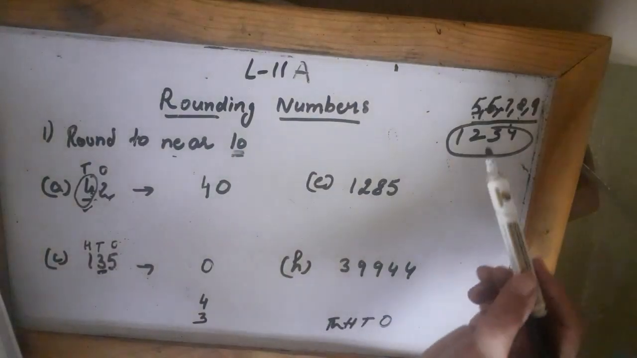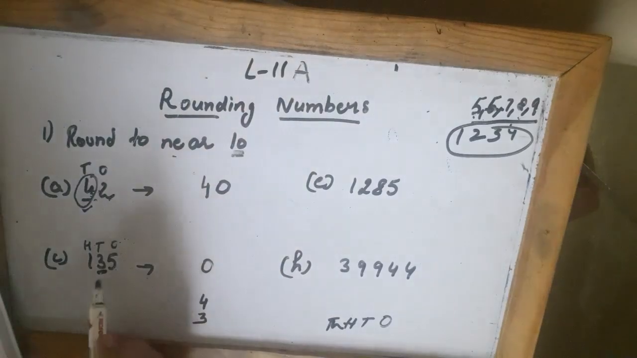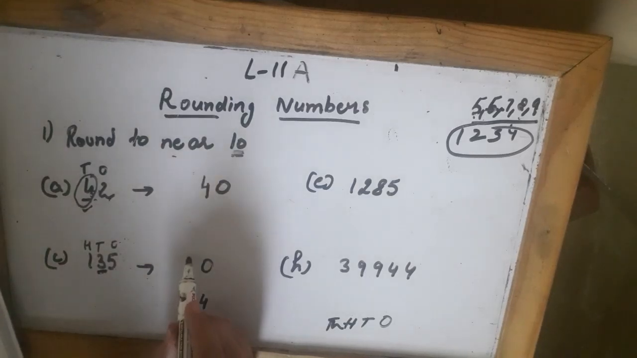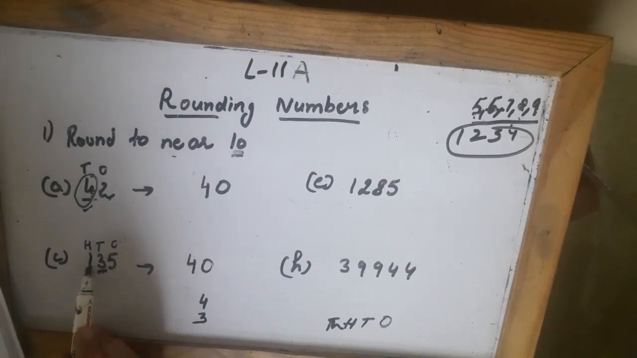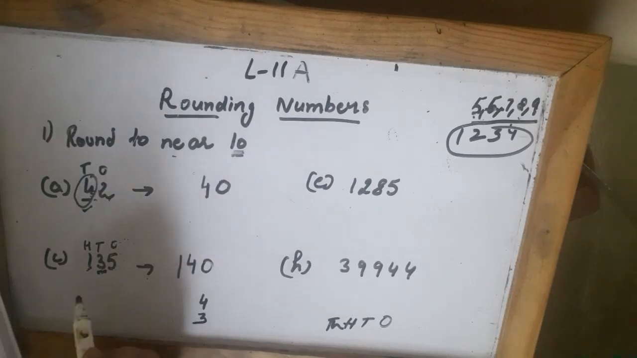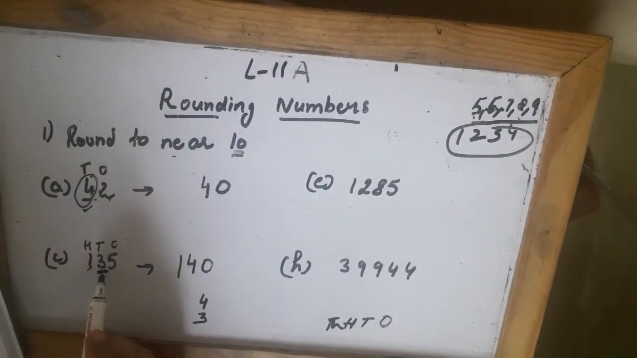So I said when it is 5 or more than 5, then this digit at the 10s place will change to the next digit. It means it will become 4 because the next digit is 5, and to the left of this 10s place the digits will remain the same, because I have to look only at the tens place, whether it will change or not.